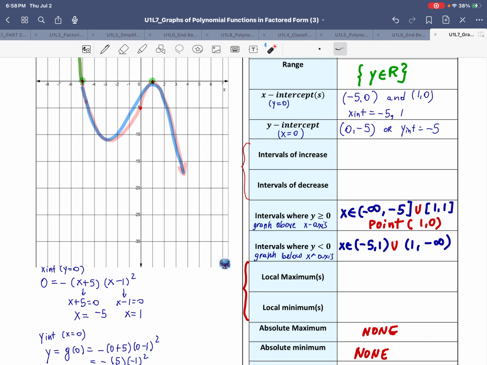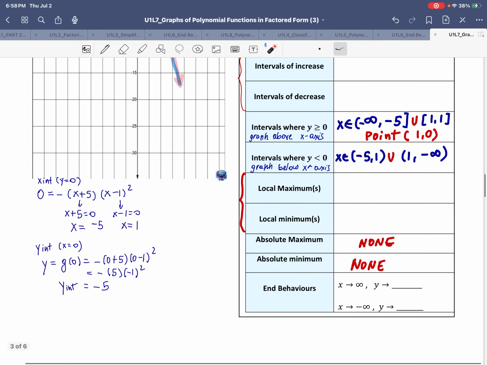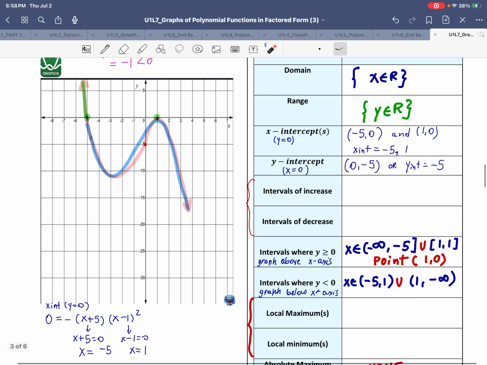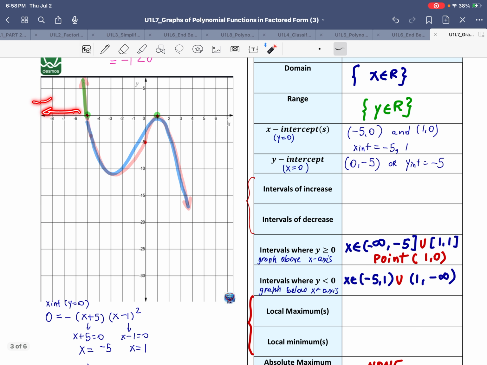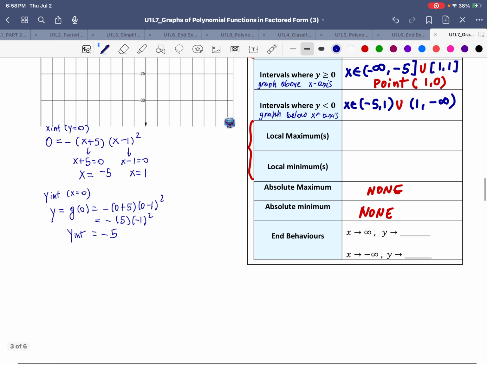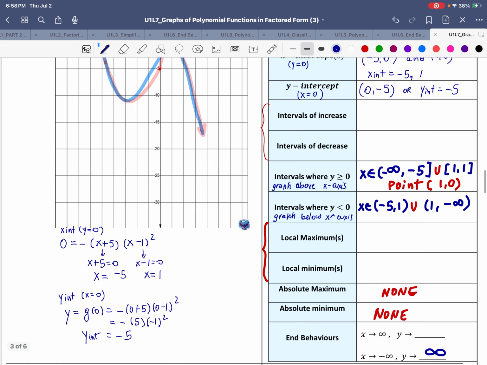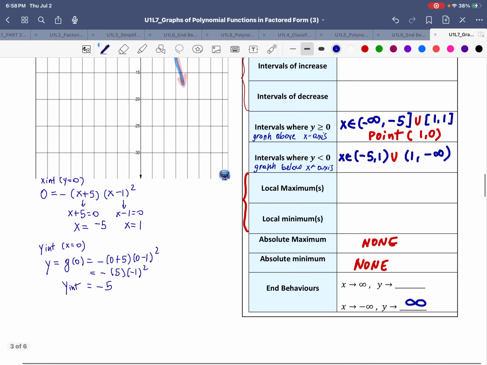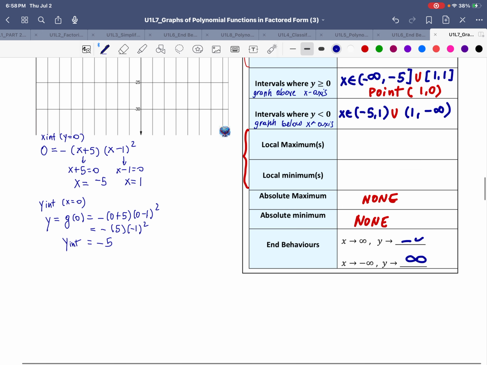Now, I think we can move on to end behaviors. We do know what the end behaviors are. You see that on the left end, where x is approaching negative infinity, the y values are approaching infinity. So on the left end, we're going to say that the y values are going up to infinity. And on the right end, you see that the y values are going deep down to negative infinity. So we're going to write negative infinity here.